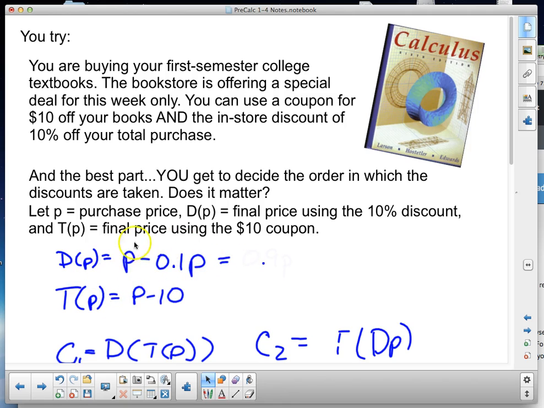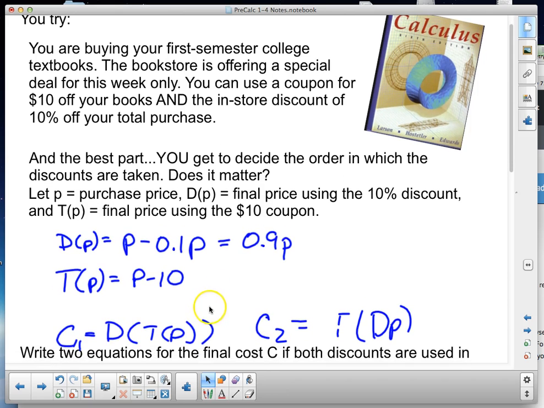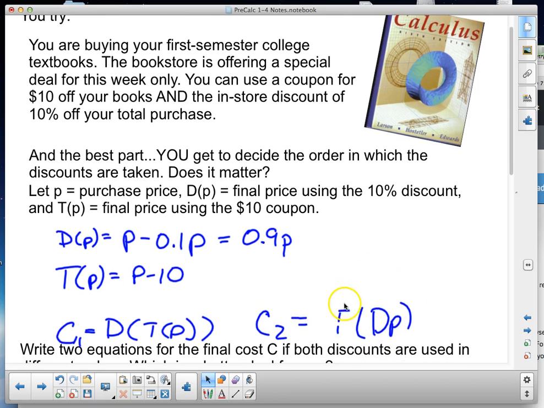So we have this as percent off. If I take the 10% off, that's 0.9P. And here, the T of P, P minus 10, that's like $10 coming off the price. Now there's two ways they want us to consider. They want us to look at the price with T of P, taking the $10 off and then taking off the percent, or taking off the percent and then taking off the $10.